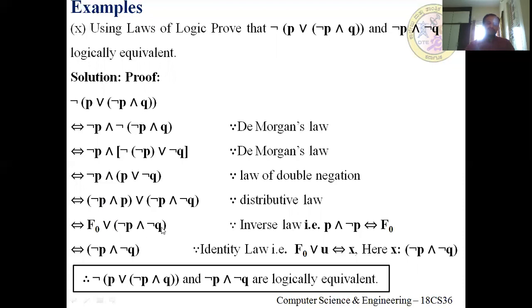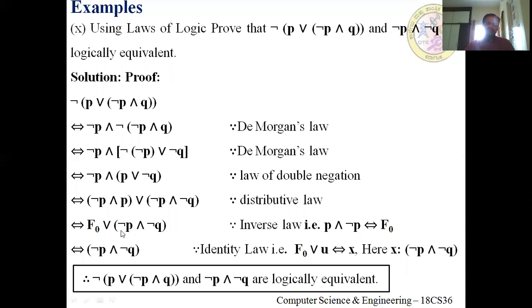Then finally, we know that by the identity law, contradiction or any proposition is equivalent to what? The proposition itself. That is here, contradiction or U is equivalent to what? U itself. Here, instead of X, it has to be U. By mistake, it is printed as X here.